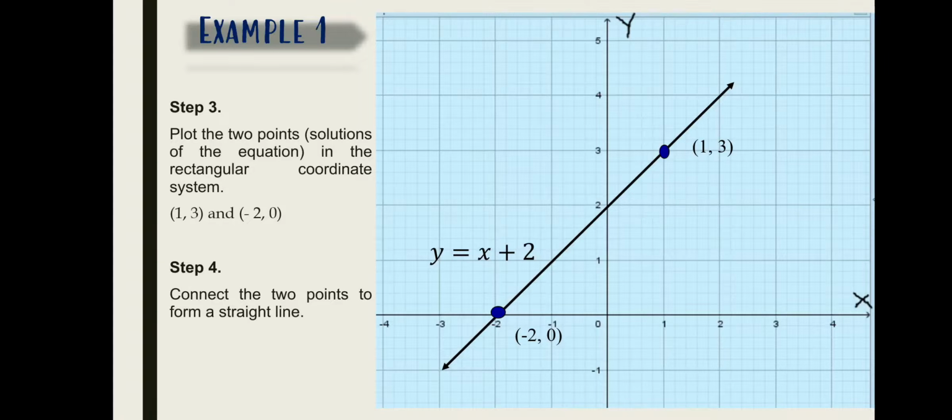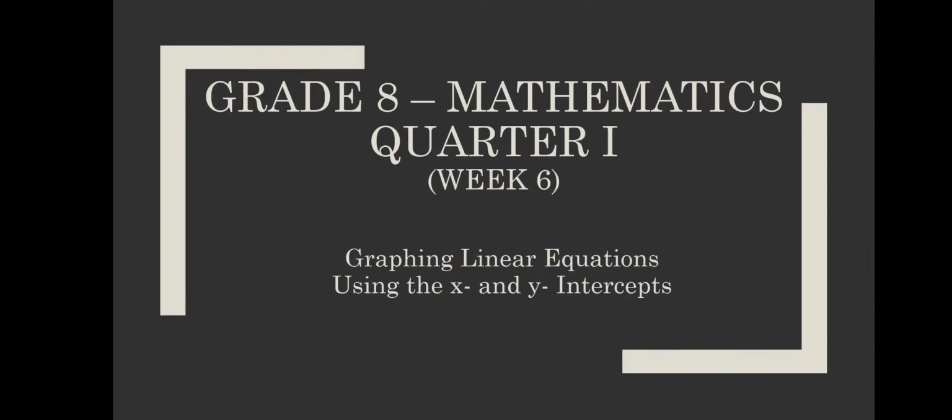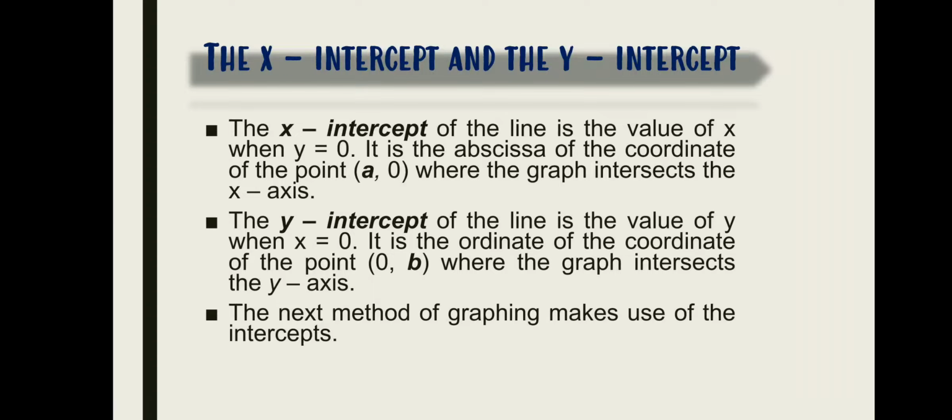We may now proceed to our next lesson, which is graphing linear equations using the x and y intercepts. The x-intercept and the y-intercept. The x-intercept of the line is the value of x when y is equal to 0. It is the abscissa of the coordinate of the point (a, 0), where the graph intersects the x-axis, while the y-intercept of the line is the value of y when x is 0. It is the ordinate of the coordinate of the point (0, b), where the graph intersects the y-axis.